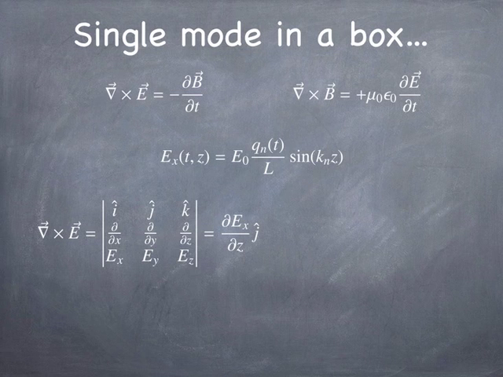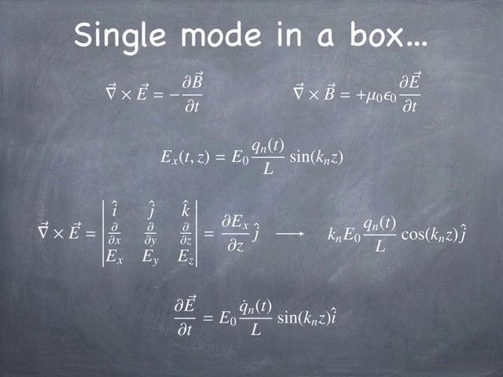But of course, if you evaluate that, you notice that you go from sine to cosine. So at least the spatial part of B, because the curl of E has to equal minus the rate of change of B, the spatial part of B has to go like cosine. So that's something worth remembering. And then let's also go ahead and evaluate dE/dt.